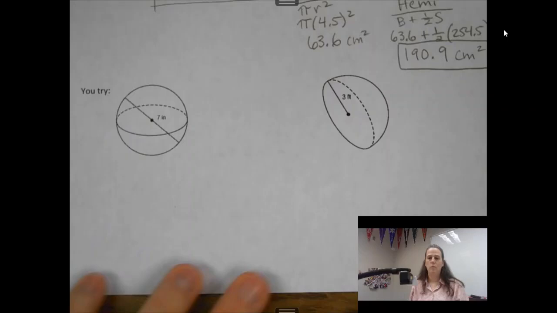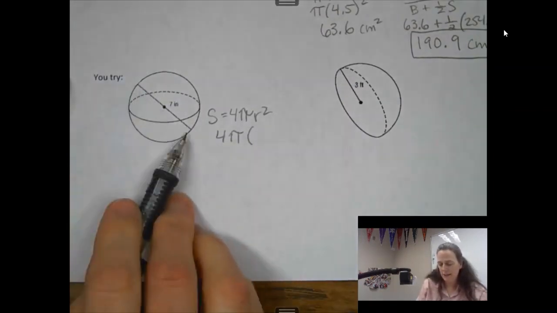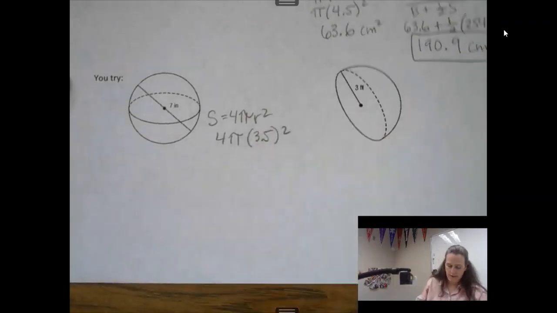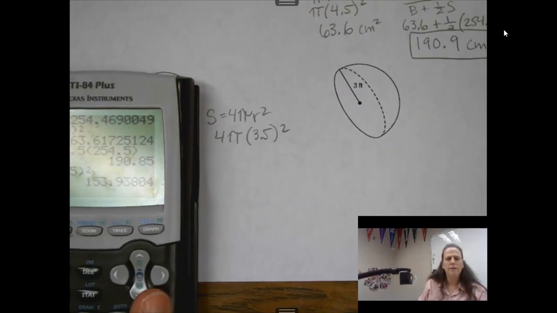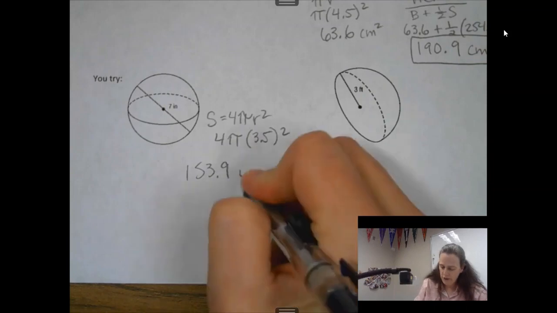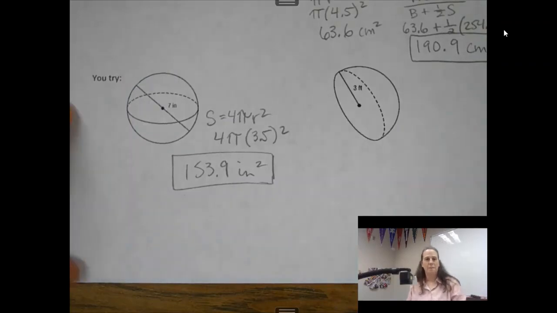So surface area of a sphere is 4 pi r squared. 4 pi. Now it looks like they gave us a diameter, so it goes across the center at the greatest part, and half of that is 3.5 squared. Let's check and see, did you get, that was not what I meant to push. Pi, 3.5 squared. Did you get 153.9? And these are inches and they are squared. Okay, surface area for that sphere right there.